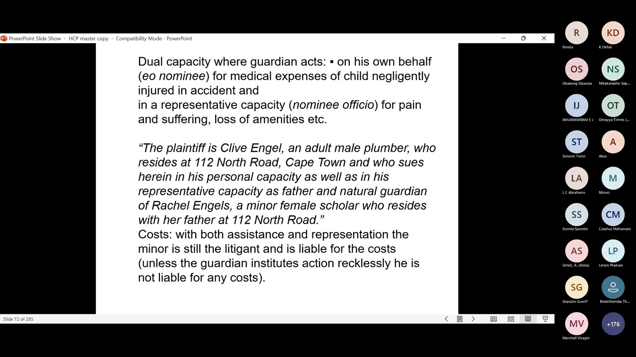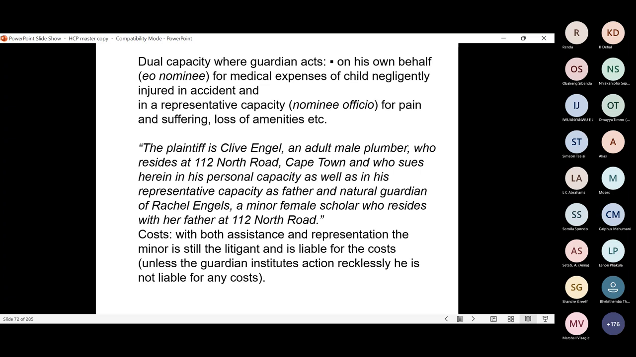Right. Sometimes parents act on their own behalf and on behalf of a child. For example, if a child was injured in a motor vehicle accident or injured in any way, and the father had medical expenses as a result of the injuries. I'm saying father, but I actually mean parent. So to claim for those medical expenses, he can claim in the same proceedings for those medical expenses and whatever other damages the minor has suffered. So there's a dual capacity, what we say, where the guardian acts on his own behalf for medical expenses of a child negligently injured in an accident, and in a representative capacity for pain and suffering, loss of amenities, etc.